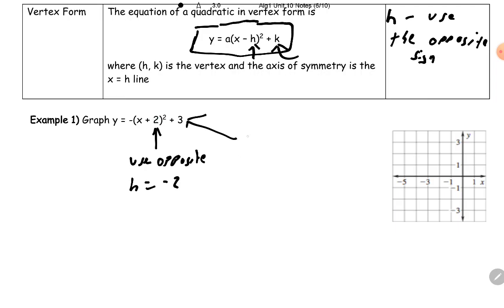K tells the truth, and you don't need to use the opposite. So K tells the truth. And that'll give me my vertex.